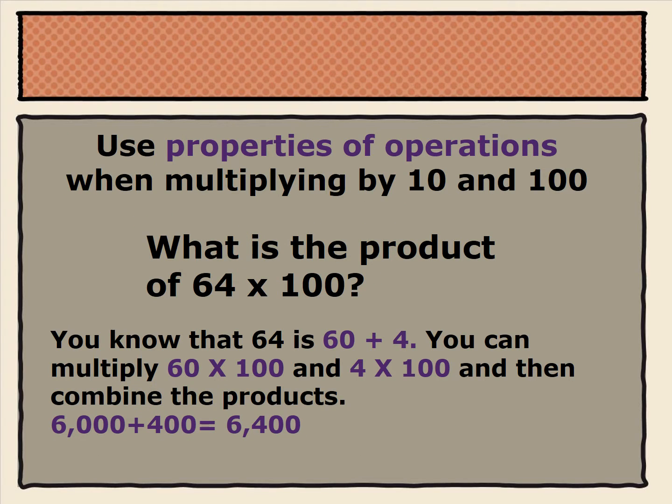Using properties of operations when multiplying by 10 and 100 could also be useful. So let's take this equation. What is the product of 64 times 100? Well, you know that 64 is 60 plus 4. You can then multiply 60 times 100, and then 4 times 100. And then combine the products: 6,000 plus 400 will give you an answer of 6,400.